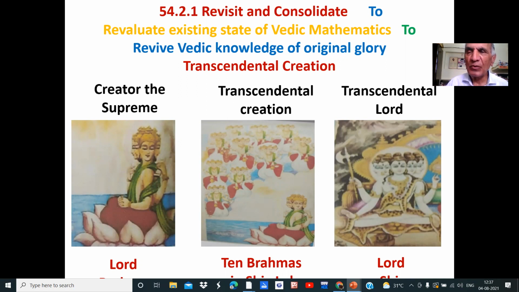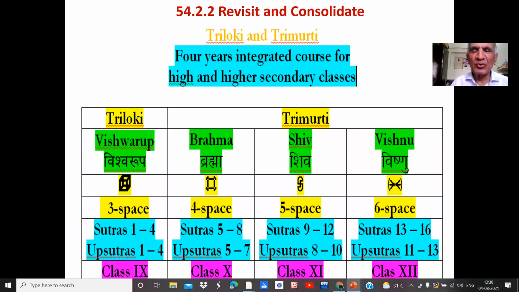We have to be parallel with the way Trimurti is sustaining Triloki. Therefore, this 4 years integrated course is being designated as a course parallel with the values of Triloki and Trimurti. This course, as a 4 years integrated course, is to cover sequentially the specific distinctive values of 3 space, 4 space, 5 space, and 6 space.